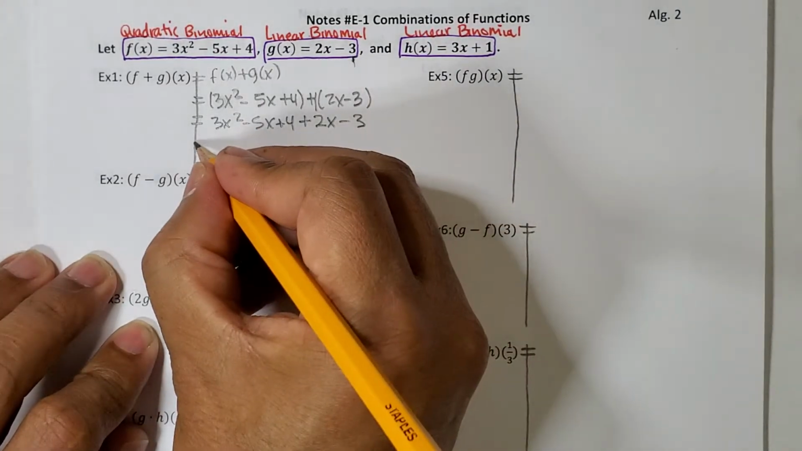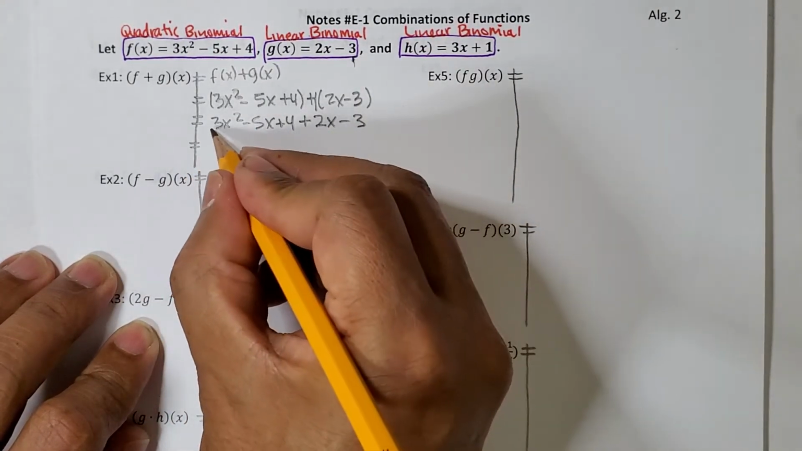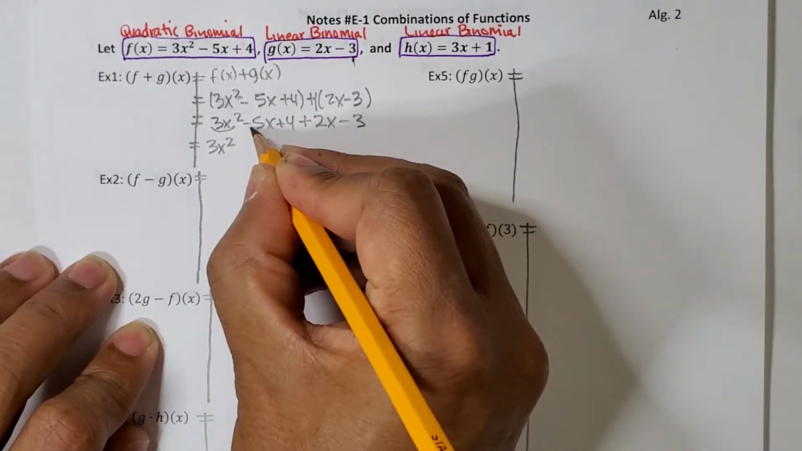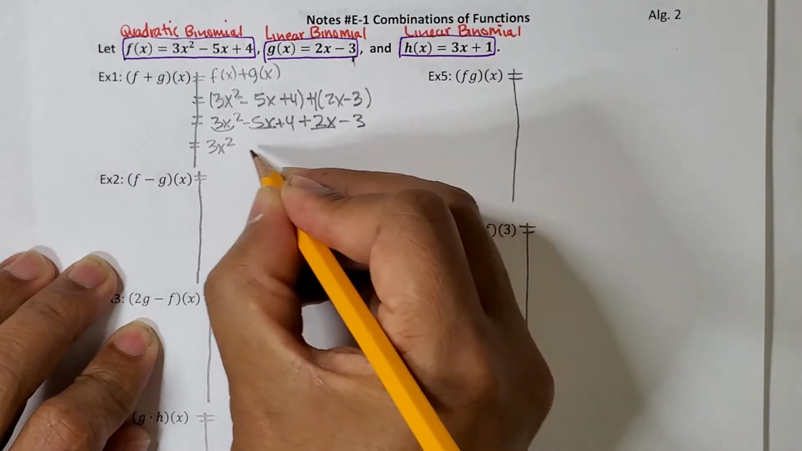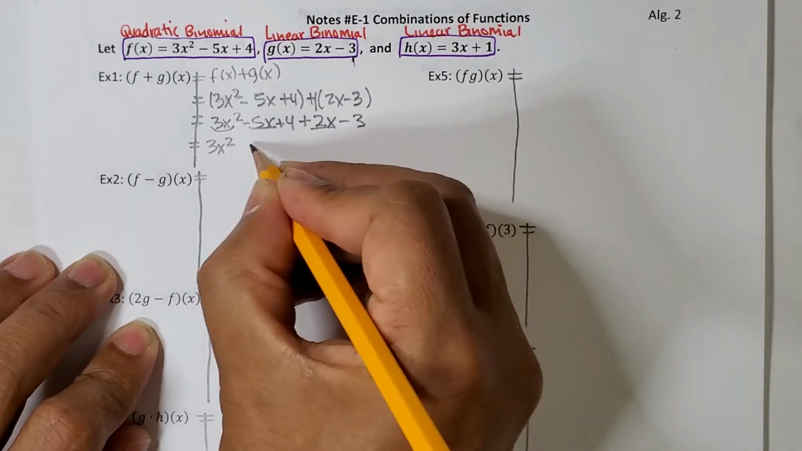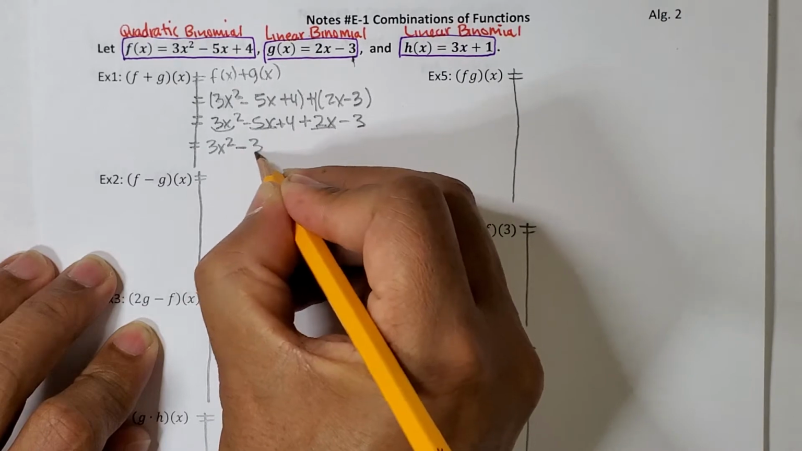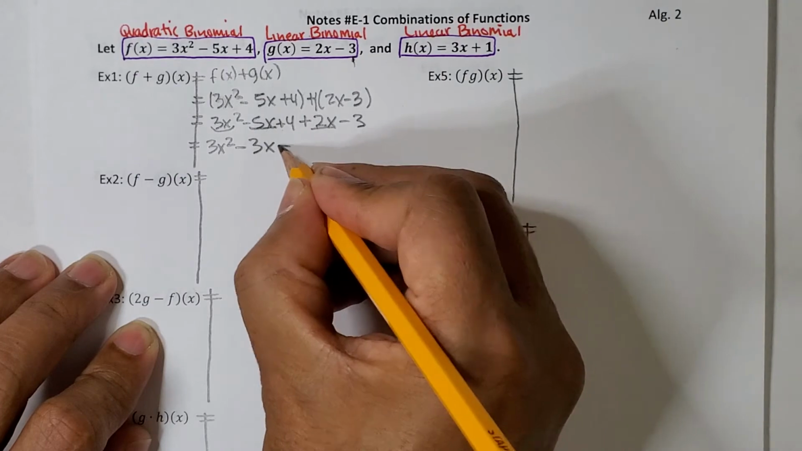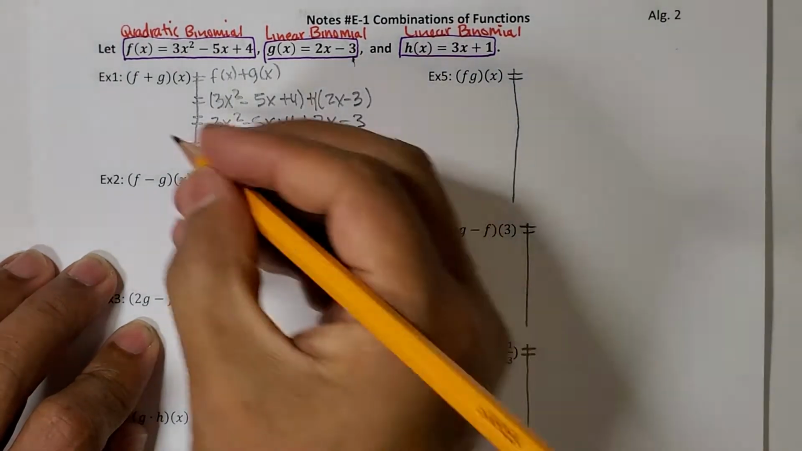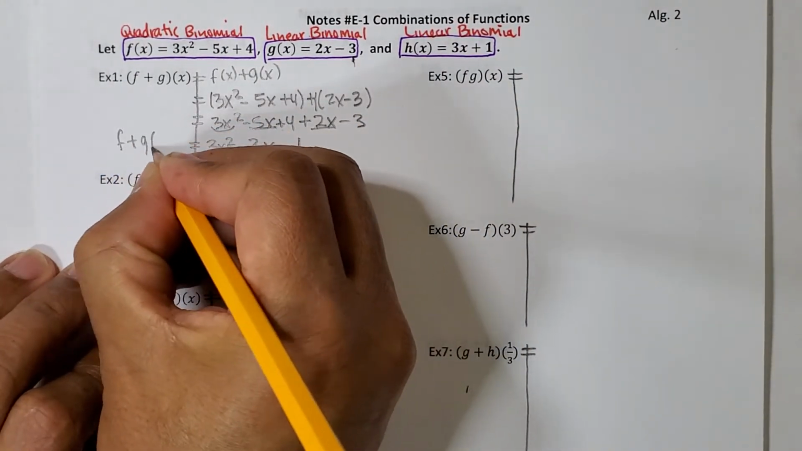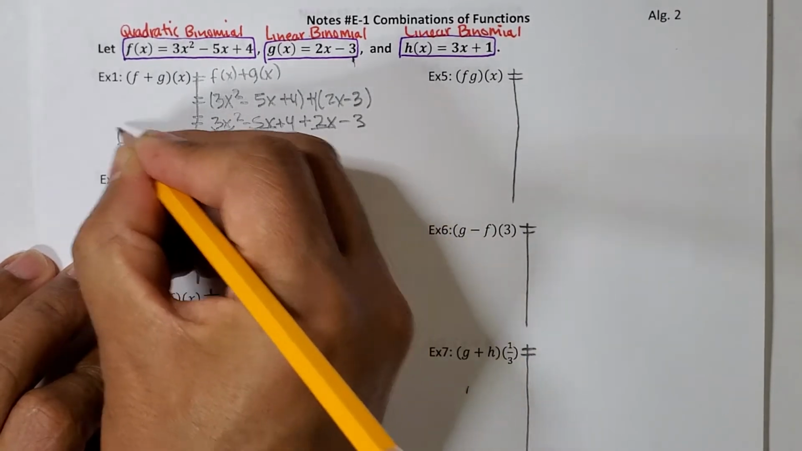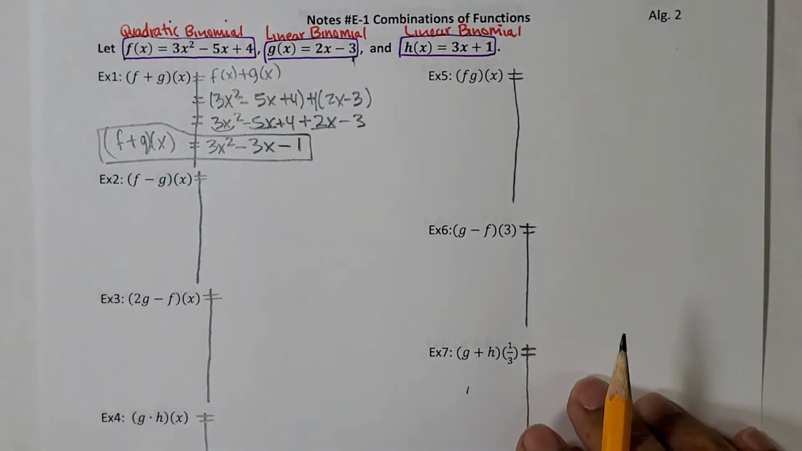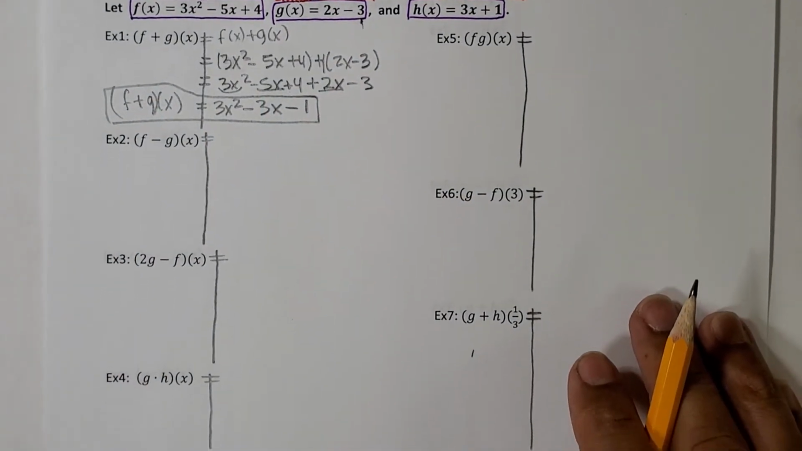Next, I'm going to combine like terms. 3x squared is going to be by itself, since I don't have anything else to combine it with. Then negative 5x and positive 2x combine to negative 3x. And positive 4 minus 3 is going to be negative 1. So f plus g of x is equal to this, and this will be my answer for this problem. That was an addition problem. Let's go on to a subtraction problem.